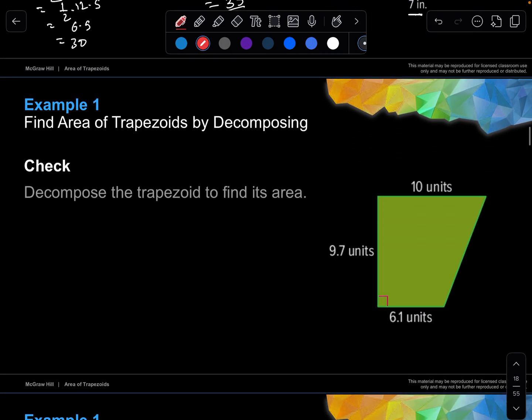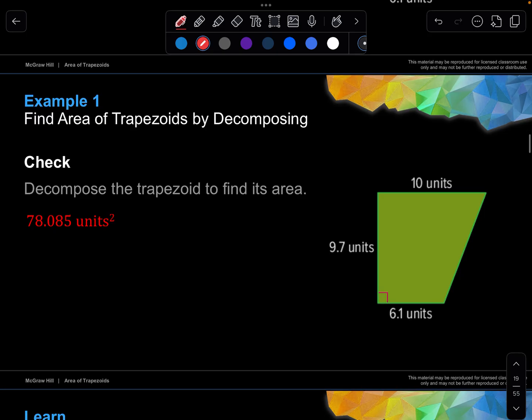Alright, I want you to pause this and do this on your own. I'll share the solution in a moment. There we go, the trapezoid is 78.085 units square.